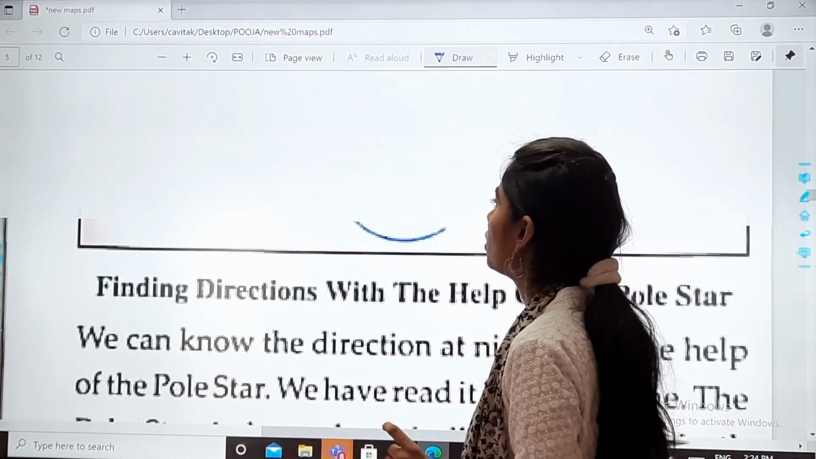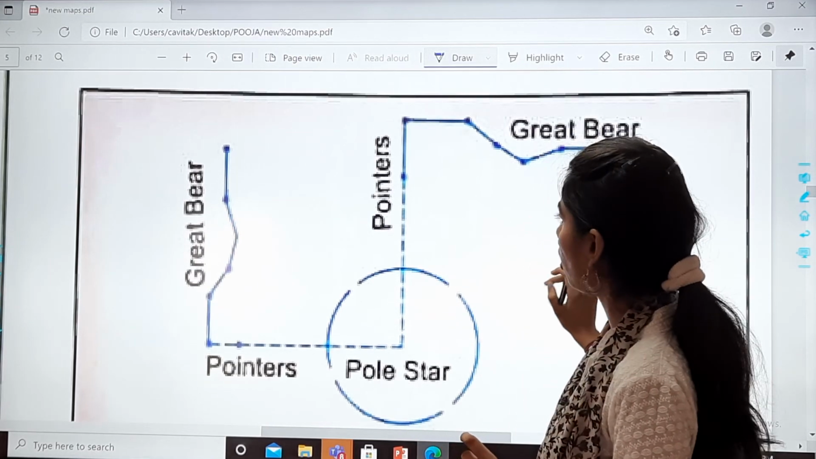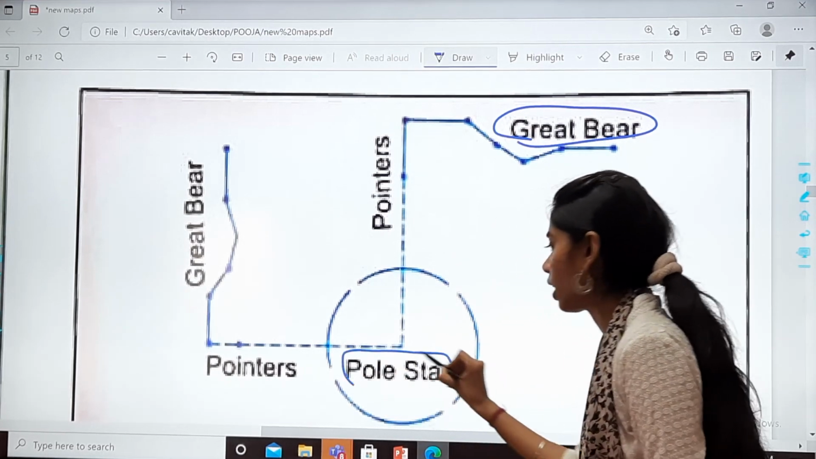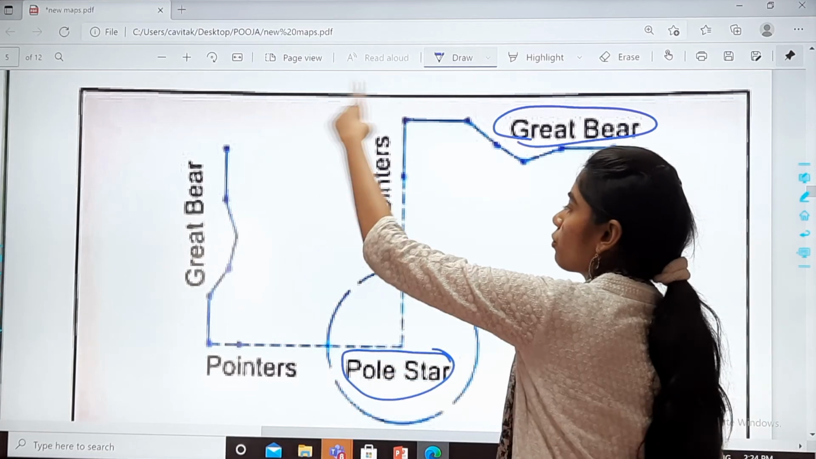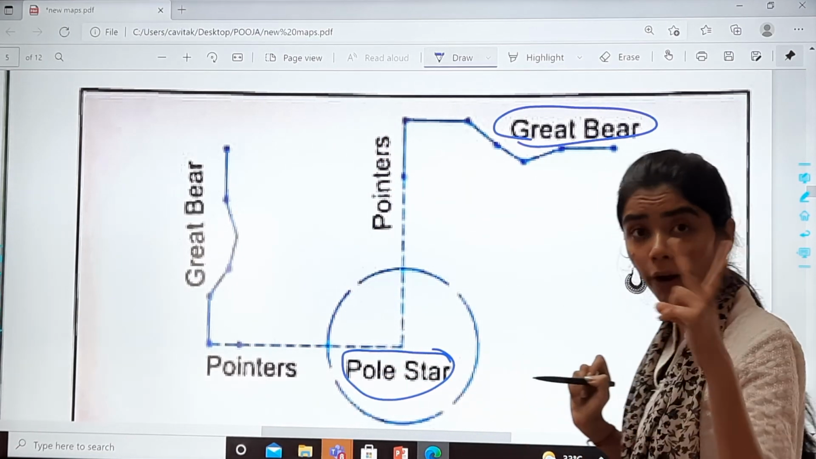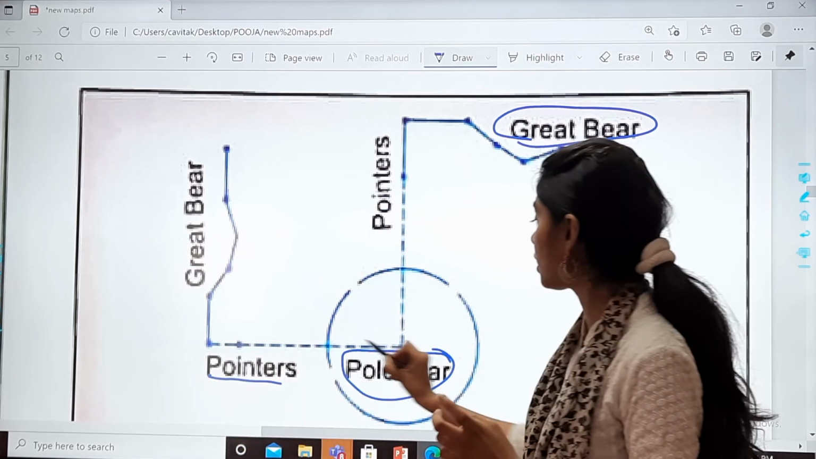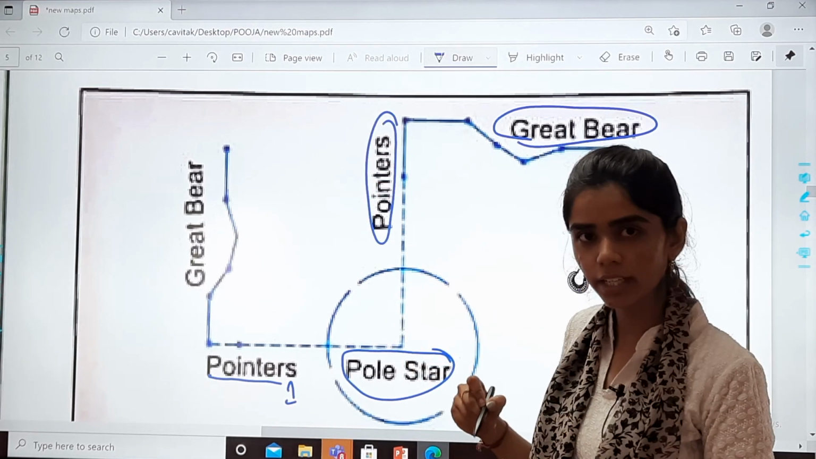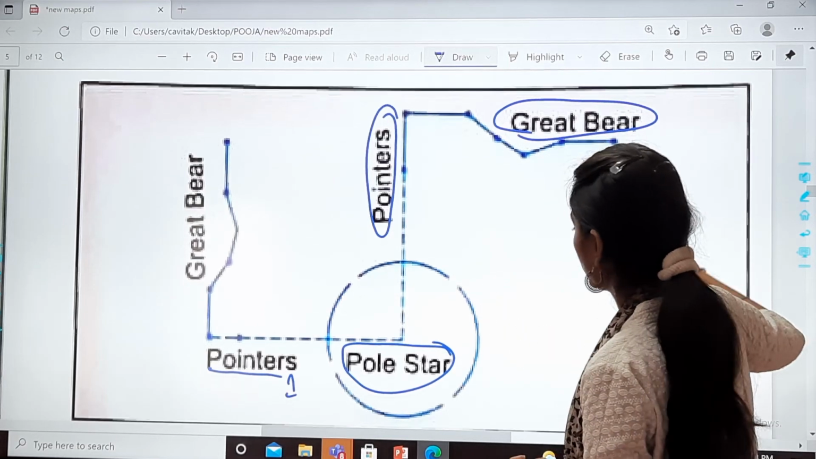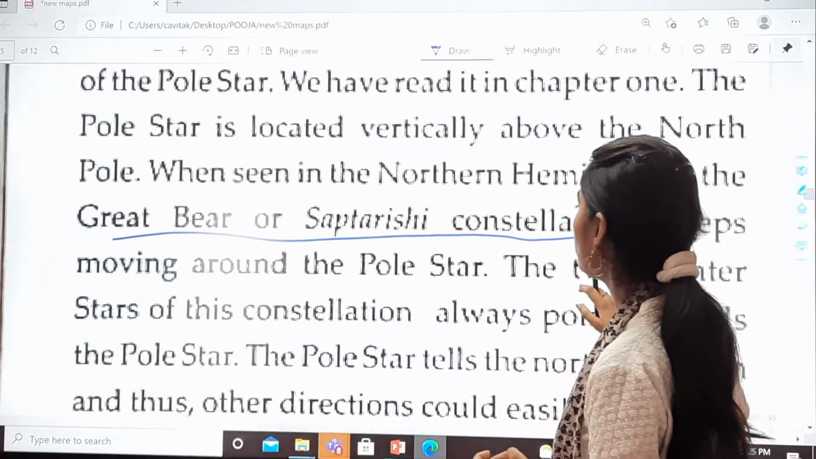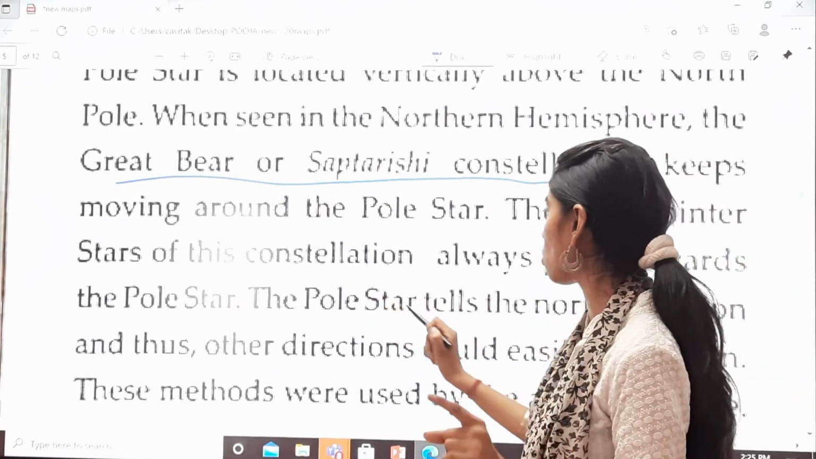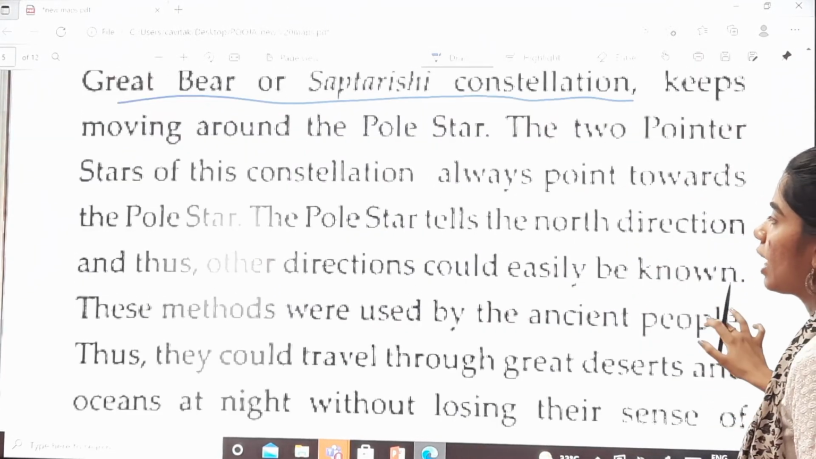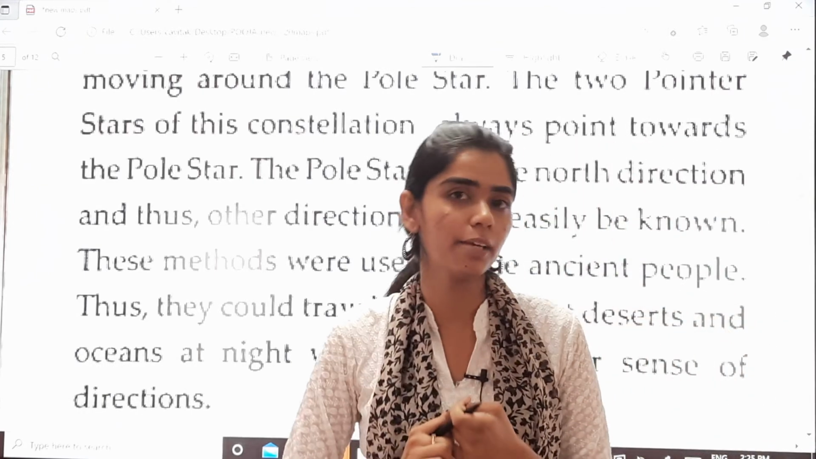Now I am going to show you so it will be more clear. This is the Great Bear or Saptarishi constellation. This is my pole star. It keeps on moving around it. And there are two pointer stars which face the pole star. This is one and this is the second one. Is it clear? These are the 2 pointers. The 2 pointer stars of this constellation always point towards the pole star. And the pole star tells the north direction and thus other directions could easily be known.